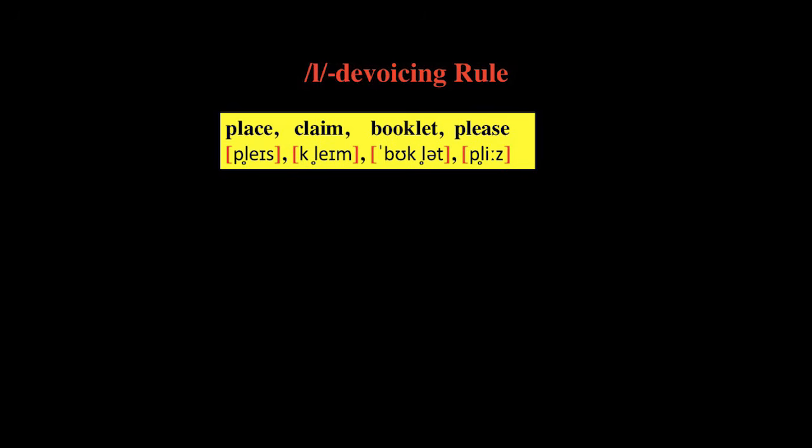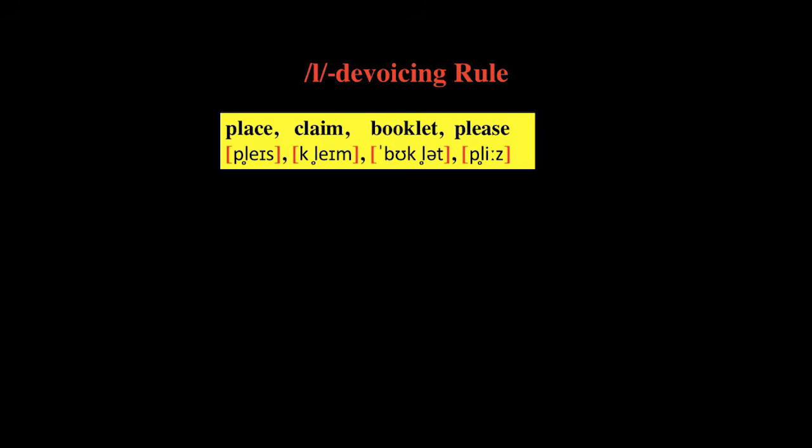Now look at these words in front of you. We have place, we have claim, we have booklet, we have please. Now the phonological transcription, as you can see in front of you, reveals that the L sound is voiceless here. This is very clear by adding the very small ring subscript under the L sound. That very small subscript is exactly the one that denotes or signifies a voiceless sound. So we notice that the L sound is actually devoiced here.